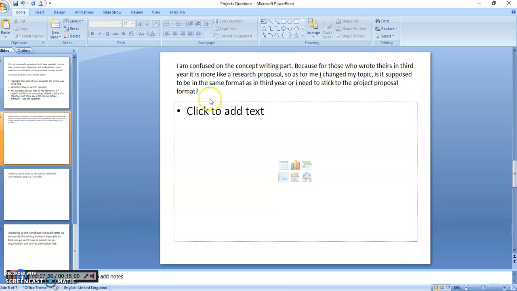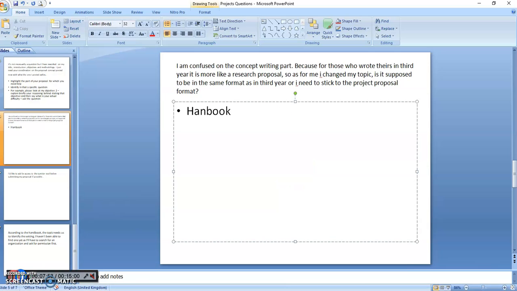Okay, another one. I'm confused with the concept writing part, because for those who write theirs in 3rd year, it is more like a research proposal. For me, I changed my topic. Is it supposed to be in the same format as in the 3rd year, and do I need to stick to the project proposal format? Again, why are you asking this question? Have you not looked at the handbook? The handbook explains the components of the proposal. Yes?